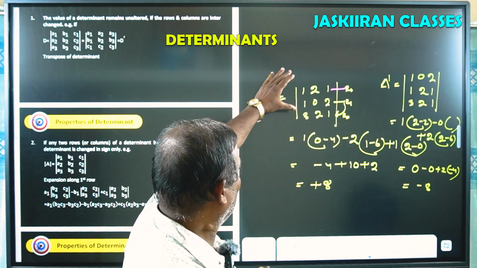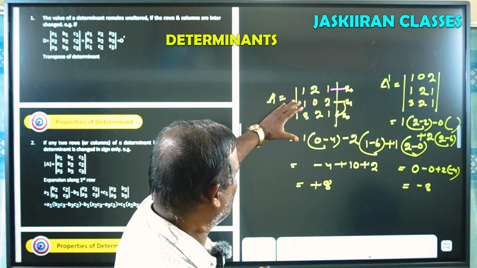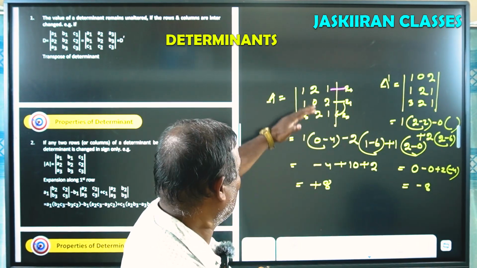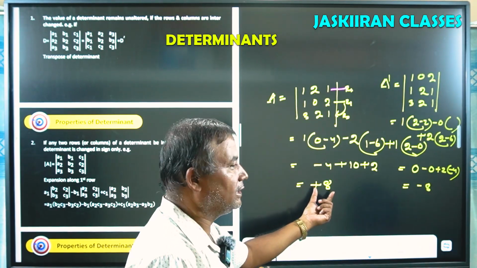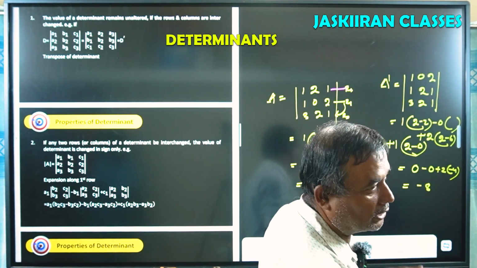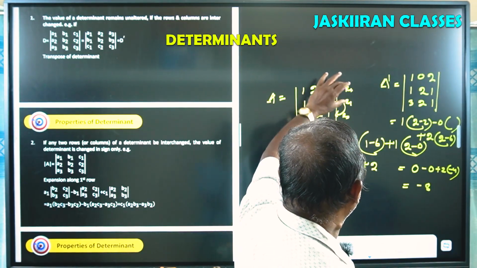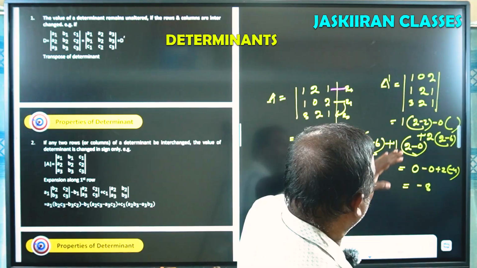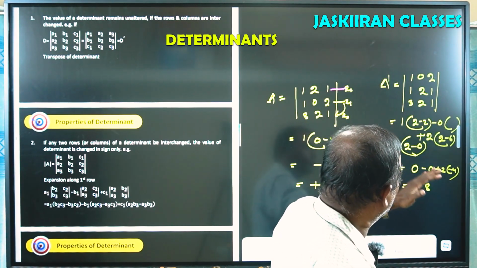So then the original determinant, if I expand, we have to expand the original determinant, then the value of the determinant is 8. So any two adjacent rows or columns interchanged means we have to change R2 to R1 and also R1 to R2. Then we get the value is 8.